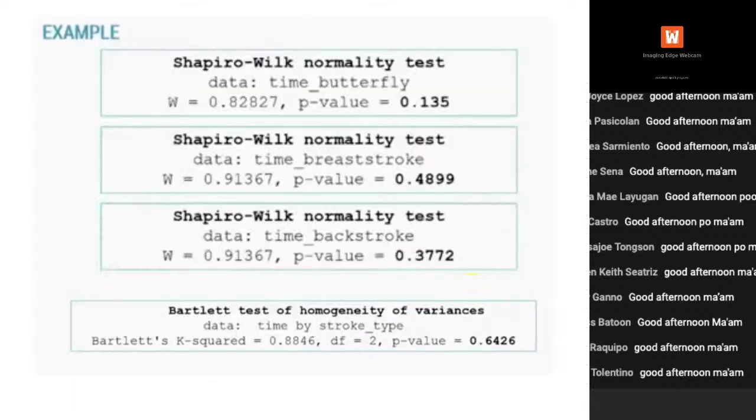So, let's see. So, for normality, this is the test. Ilang populations ang i-check natin? Tatlo. Yung tatlong klase ng strokes. Backstroke, breaststroke, and butterfly. So, using the same test that we have made use of in the previous examples, the Shapiro-Wilk normality test. What did we say? P should be greater than 0.05. Okay, so ito, 0.135, 0.4899. Okay? This means that the assumption of normality is satisfied.